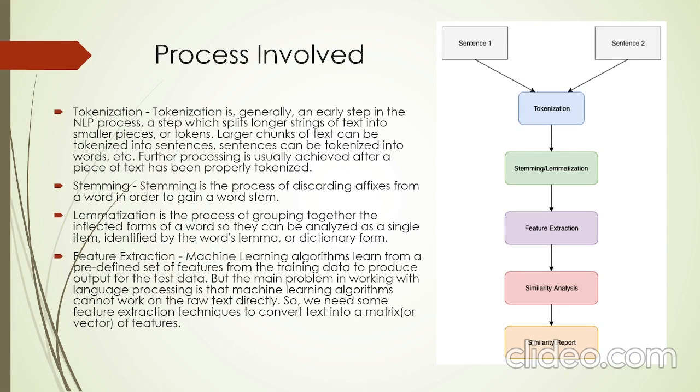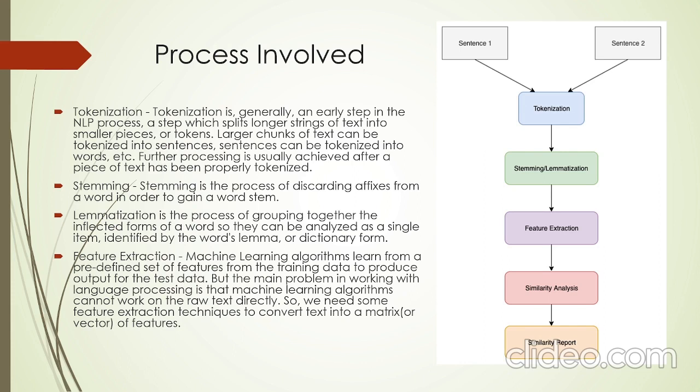Tokenization is generally an early step in the NLP process, a step which splits longer strings of text into smaller pieces of tokens. Large chunks of text can be tokenized into sentences. Sentences can be tokenized into words, etc. Further processing is usually achieved after a piece of text has been properly tokenized. So tokenization is nothing just like big chunks of text divided into small sentences, and then sentences are further divided into words, etc.